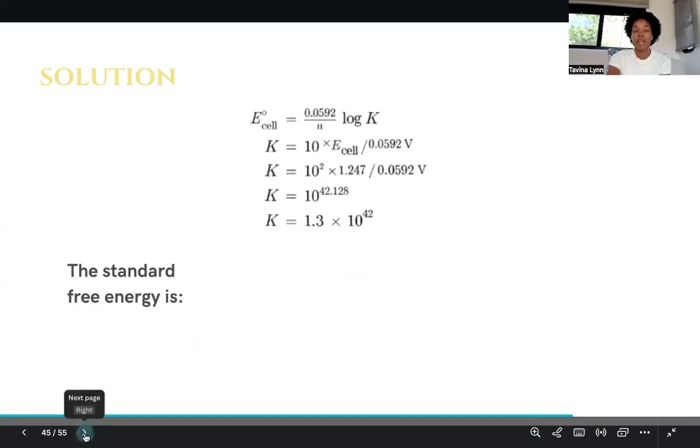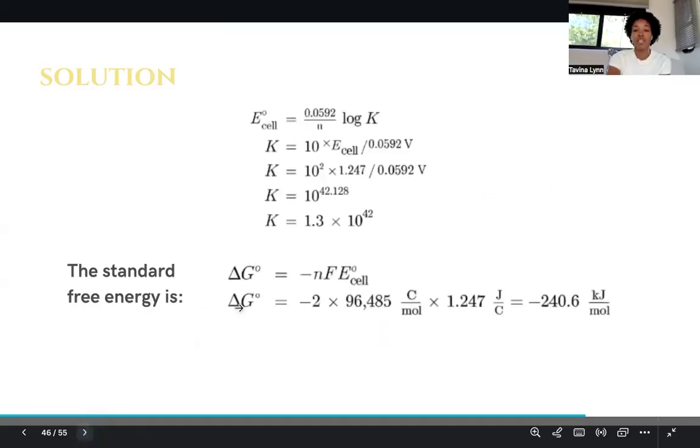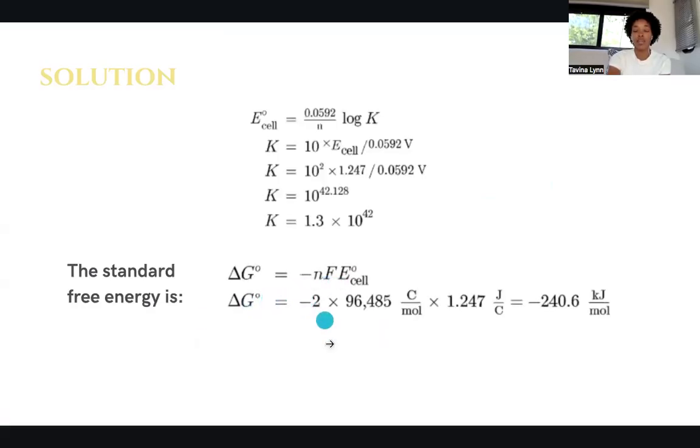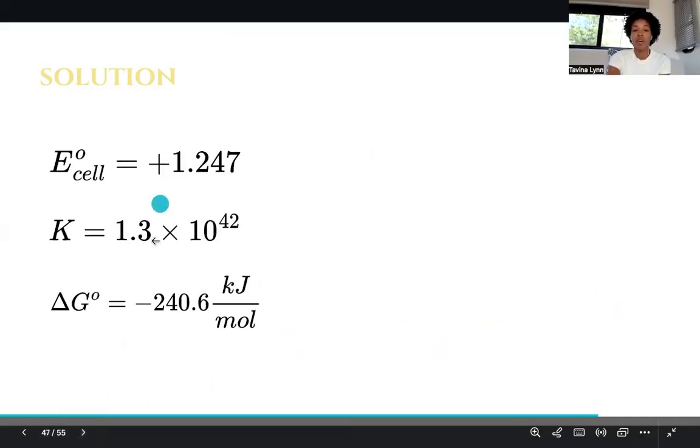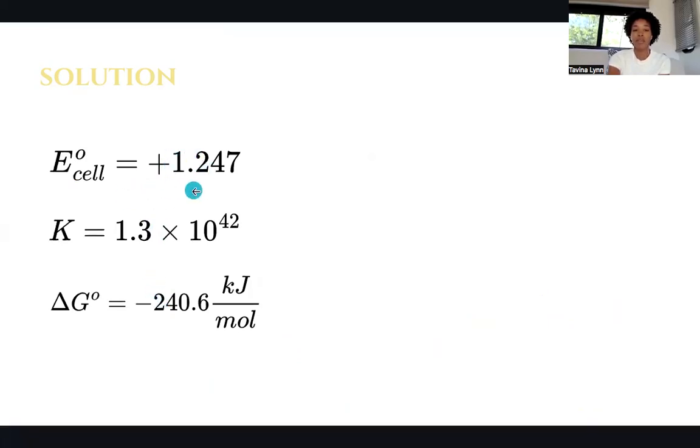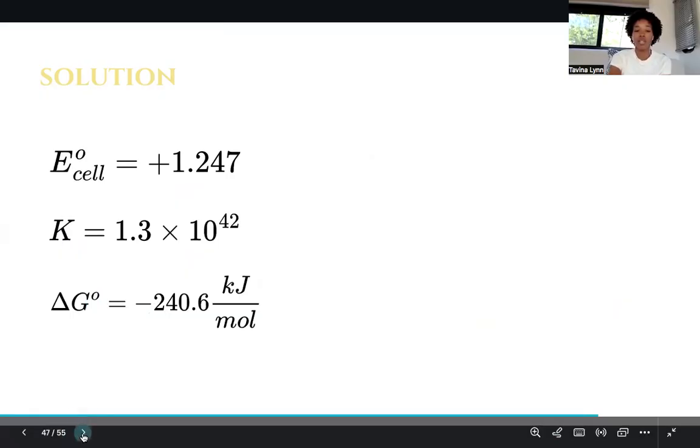And from that, we can calculate our standard free energy using this equation here. So we plug in 2 for n, Faraday's constant, our standard cell potential. We get negative 240.6 kilojoules per mole. So here are all three of the values that we've calculated. We have a positive value for our standard cell potential. We have a K value that's really large. We have a negative delta G value.